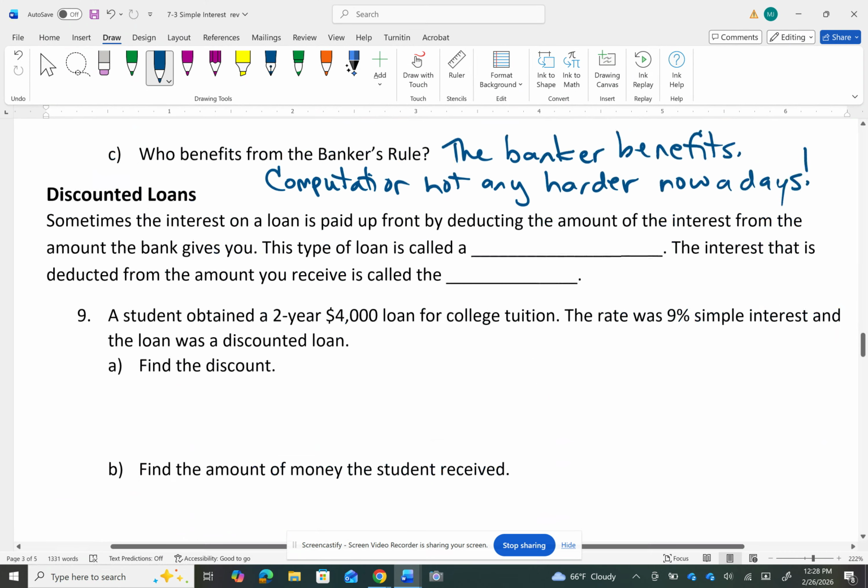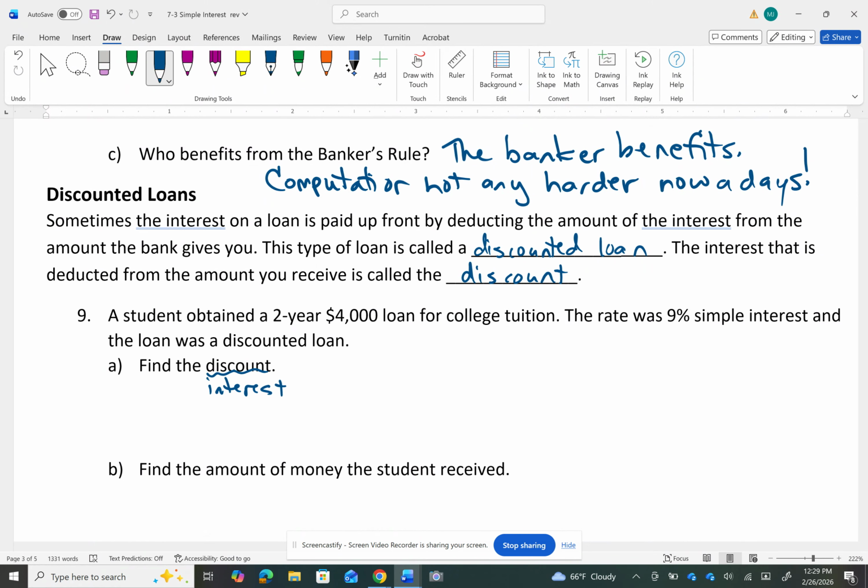However much interest you would owe, that has to be deducted. They would deduct that from how much they let you have. All right, so that type of loan is what's called a discounted loan. It's where they take their interest out before you even get your money. And the interest that they deduct from the amount they give you, that's what's called the discount. So the discount is really just the interest, okay?